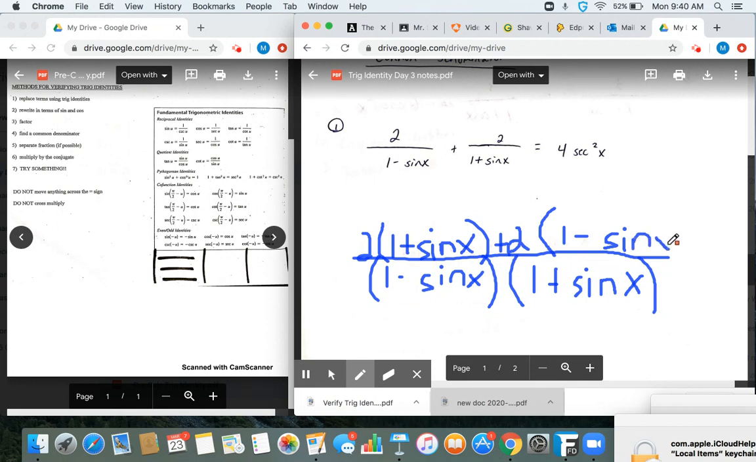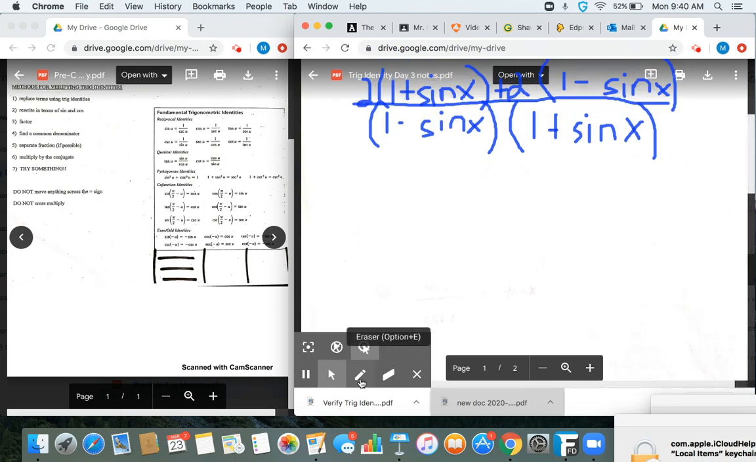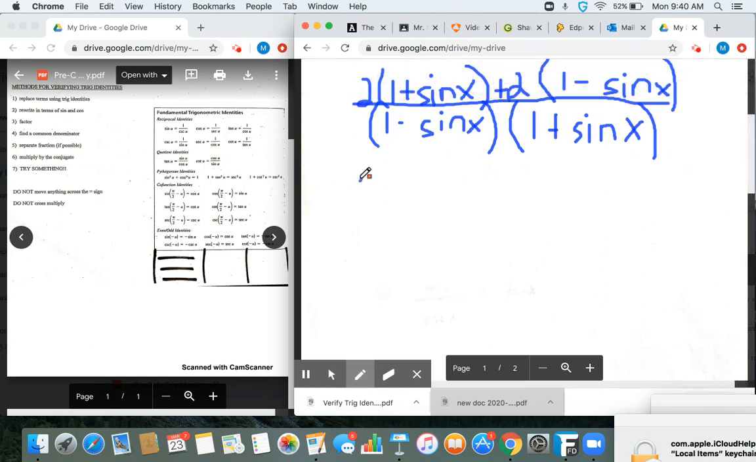All right. The next step, we're just going to go and distribute those 2's. So let me scroll down here, give myself a little more room. And now I'm going to distribute this 2 in. So it would be 2 plus 2 sine x, and over here it would be 2 minus 2 sine x. So again, just distributing. And now we'll simplify like terms up in the numerator.